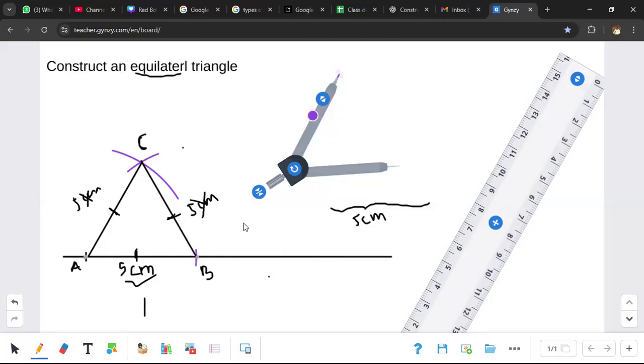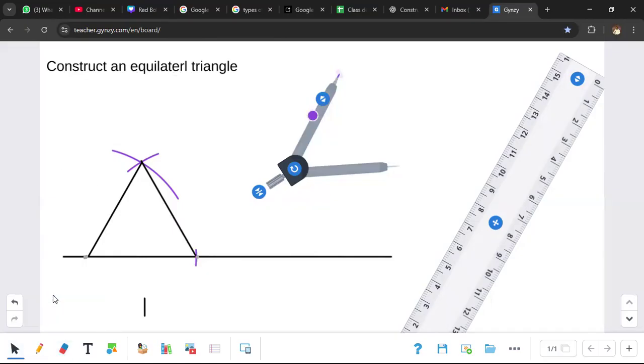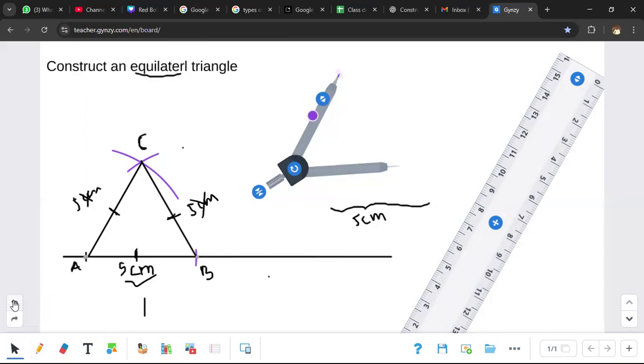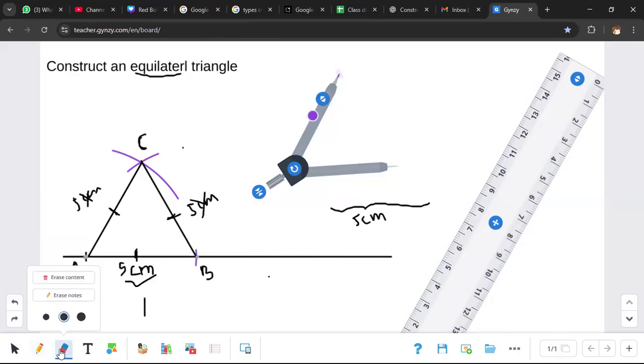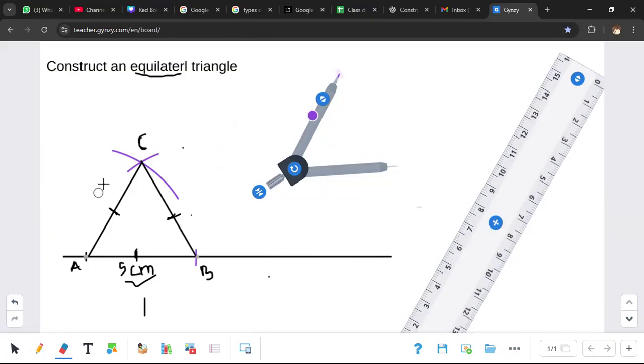Shall we do example number 2? Example number 2 is... Please do example number 2. Then I will do.